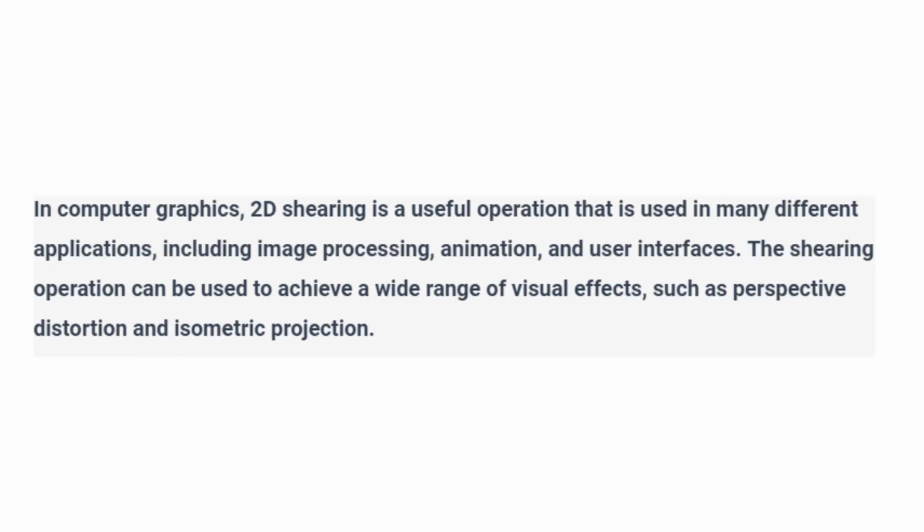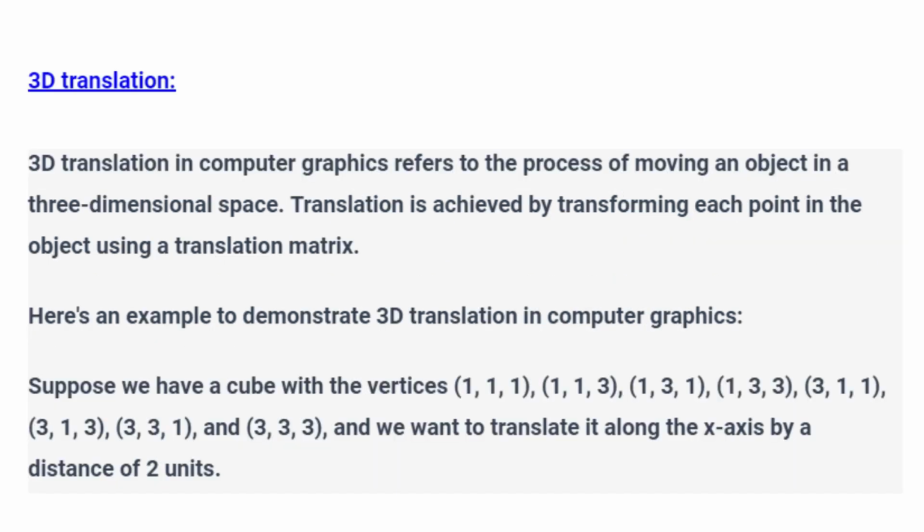In computer graphics, 2D shearing is a useful operation that is used in many different applications, including image processing, animation, and user interfaces. The shearing operation can be used to achieve a wide range of visual effects, such as perspective distortion and isometric projection. 3D translation. 3D translation in computer graphics refers to the process of moving an object in a three-dimensional space. Translation is achieved by transforming each point in the object using a translation matrix.